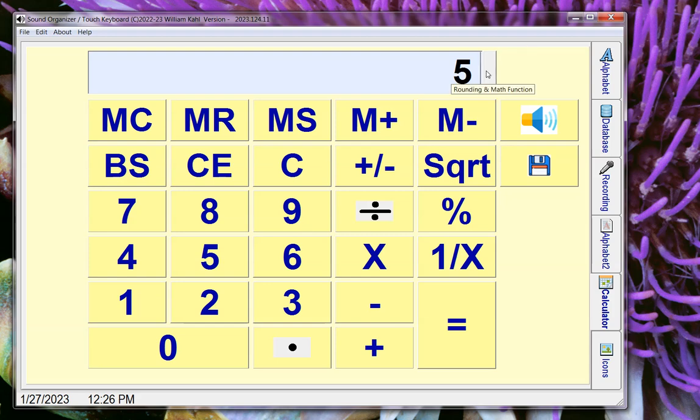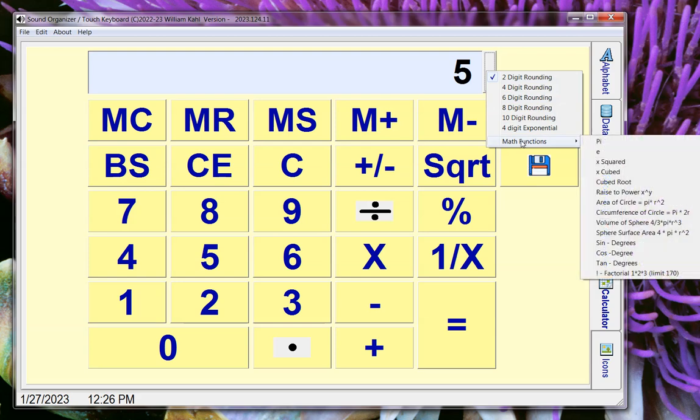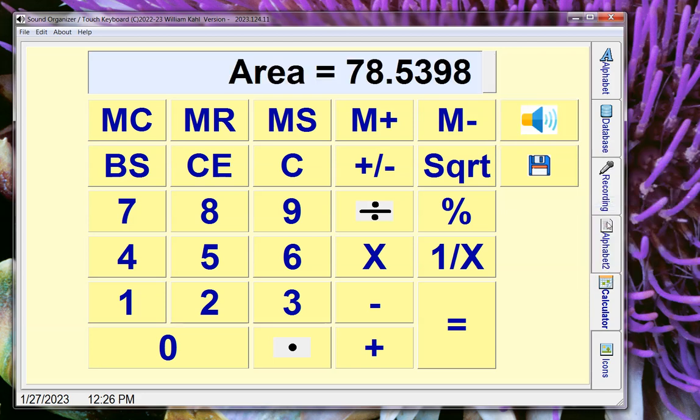Enter the number 5. Rounding and math functions. I'm going to go to math function, and I'm going to go area of the circle, pi times radius raised to the second power. Area equals 78.5398. Okay, so all you have to do is put in the radius of the circle that you want to calculate, and it will calculate it for you. So I'm going to clear that.